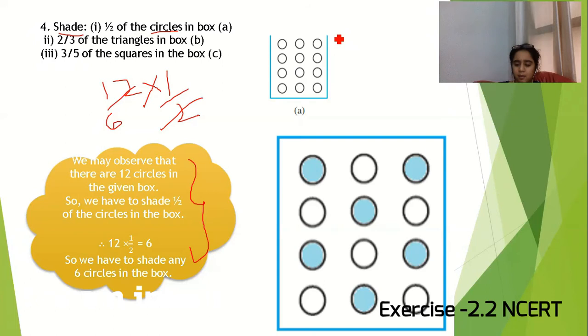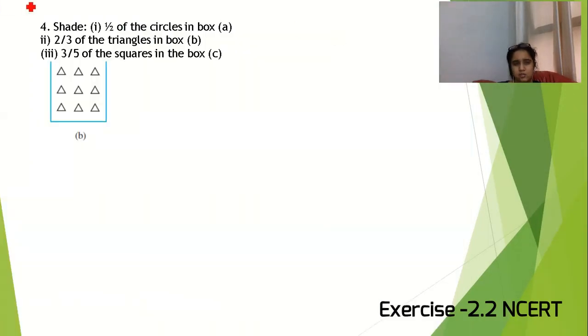Our second part is actually a very easy question. We have to shade 2 upon 3 of the triangles. Just count the total number of triangles. We have 1, 2, 3, and in total 9 triangles in this question, and we have to shade 2/3 of the triangles. So total triangles are 9. 3 1s are 3 and 3 3s are 9, 3 2s are 6. It means we have to shade 6 triangles.